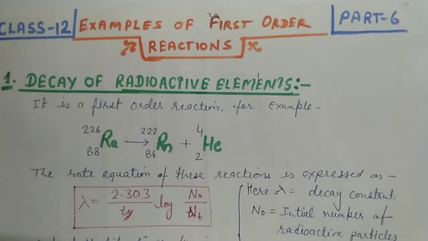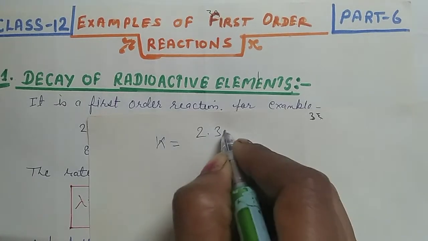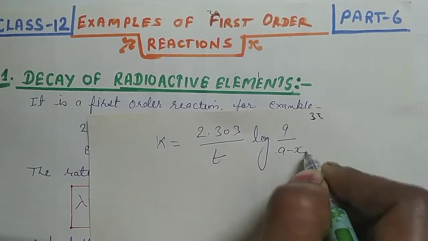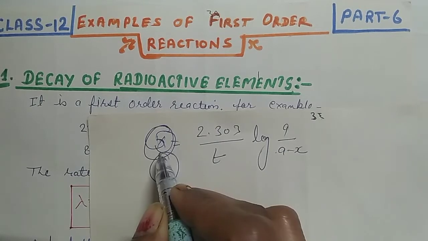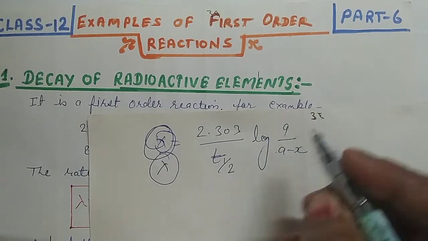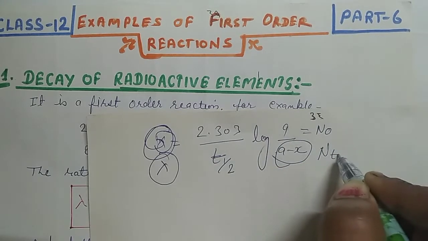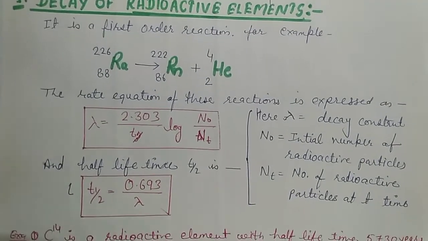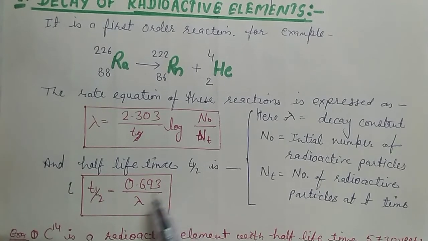In a first order reaction we write k is equal to 2.303 upon t log a upon a minus x. Here k is replaced by lambda, the decay constant, t is replaced by T half, and for a here it is N0 and for a minus x it is Nt. So it is the rate of reaction, and the half life time of a radioactive element is the same: T half is equal to 0.693 upon lambda.